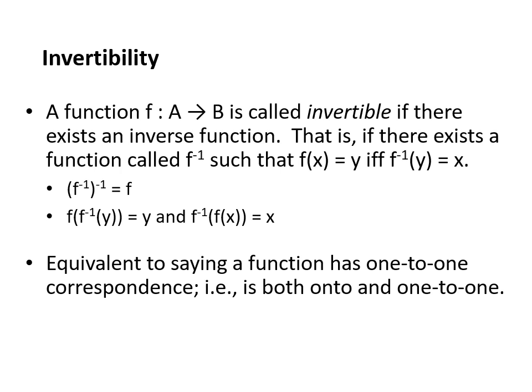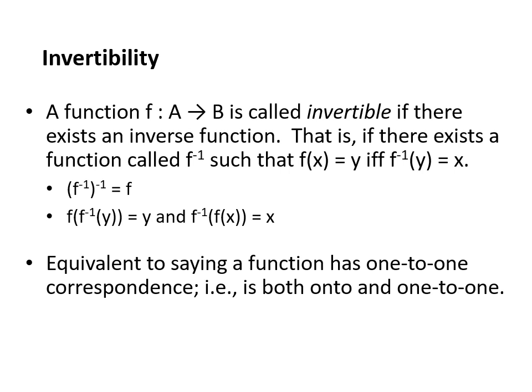So in the last lecture, we talked about function inverses. And now we can define a related property called invertibility. A function f that maps A to B is called invertible if there exists an inverse function. That is, if there exists a function called f inverse such that f of x is equal to y if and only if f inverse of y is equal to x.